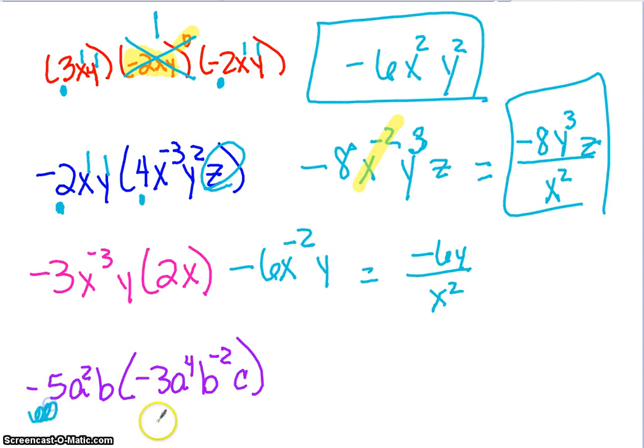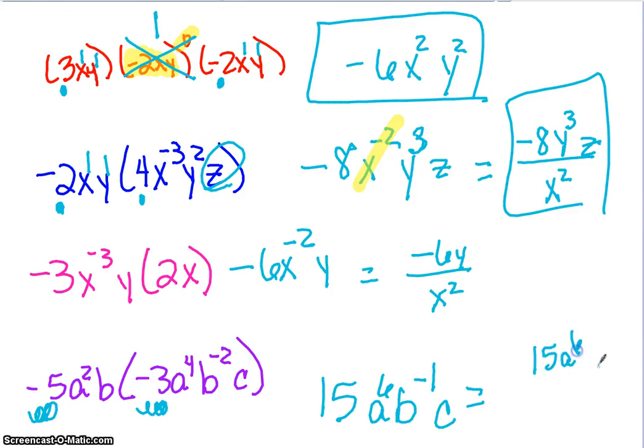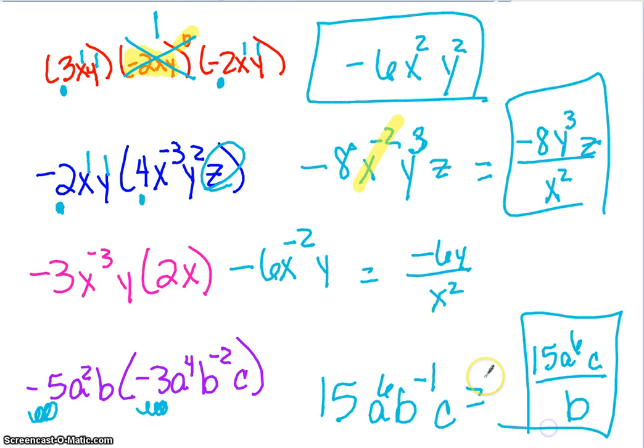Negative 5 times negative 3 gives you a positive 15. A to the 2 plus 4 is 6. B to the 1 plus negative 2 is negative 1. And then don't lose that c. You can't have that negative exponent, so it's going to be 15 a to the 6th c over b. When you move it down to the bottom, it becomes just b.